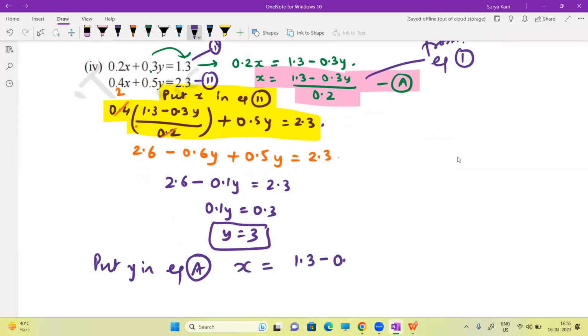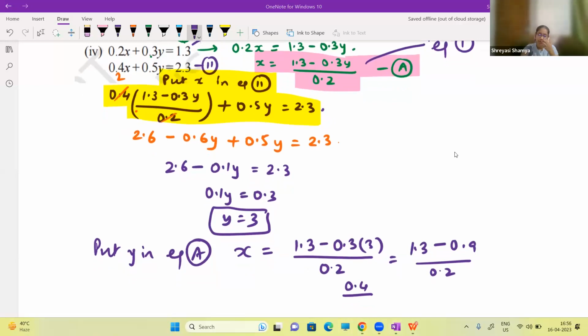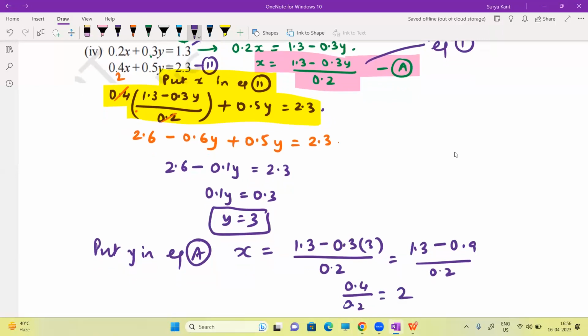1.3 minus 0.3 into 3, divided by 0.2. So 1.3 minus 0.9 divided by 0.2. So 0.4 by 0.2, that is 2, right? So you got x equal to 2. So x is equal to 2 and y is equal to 3. This is the final answer.